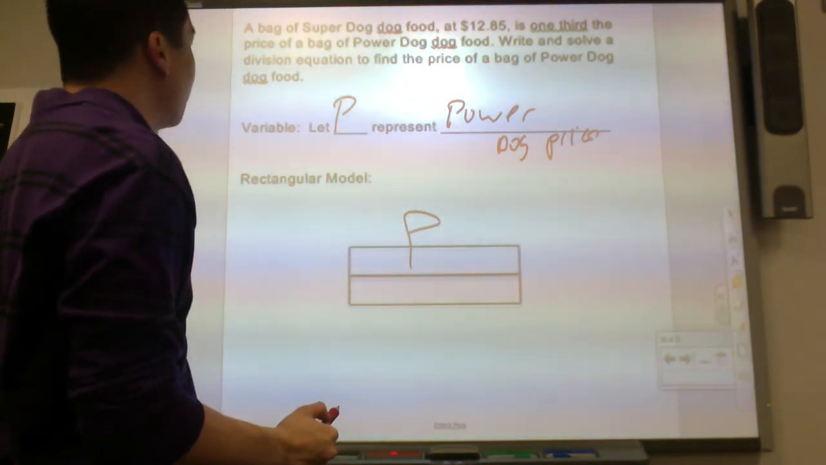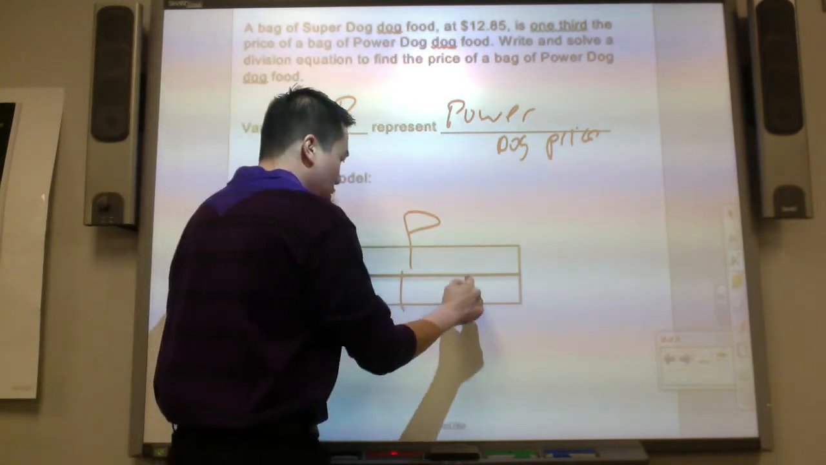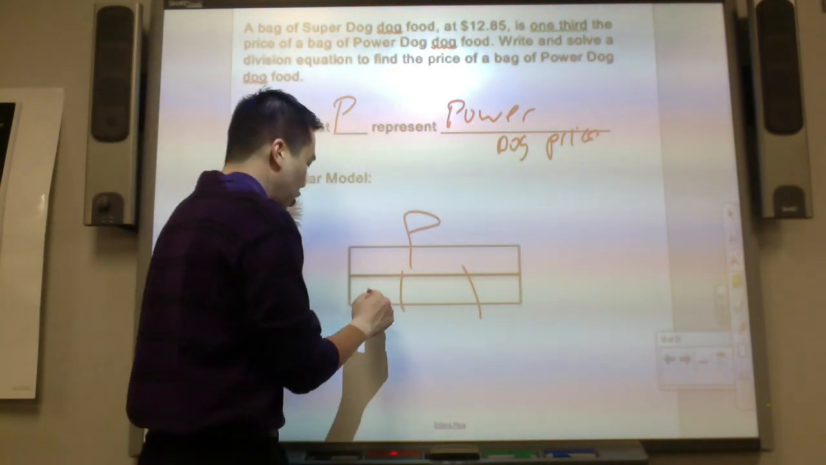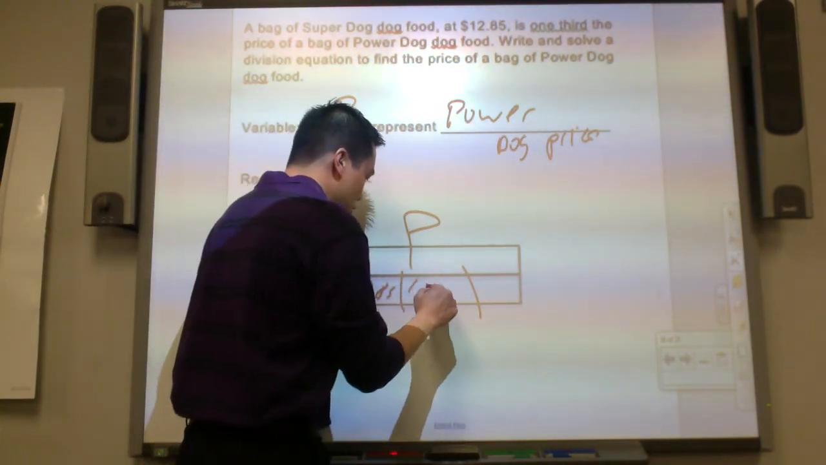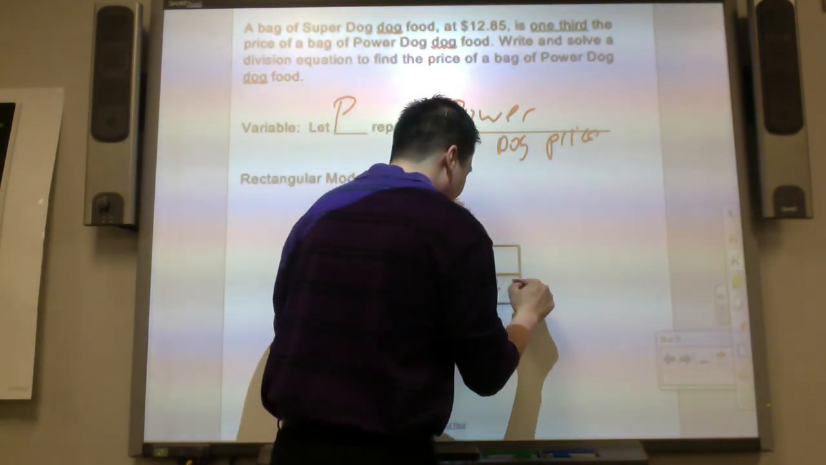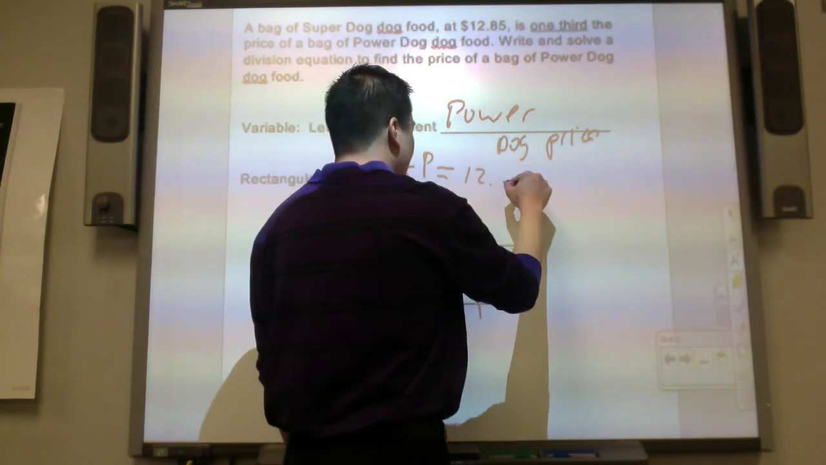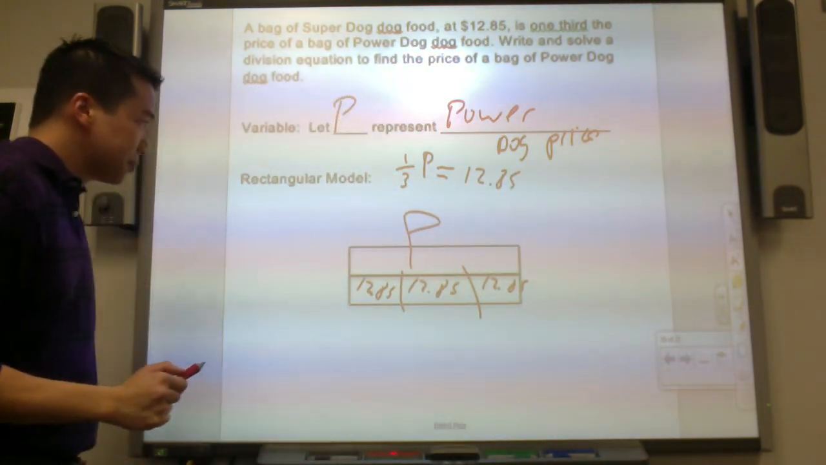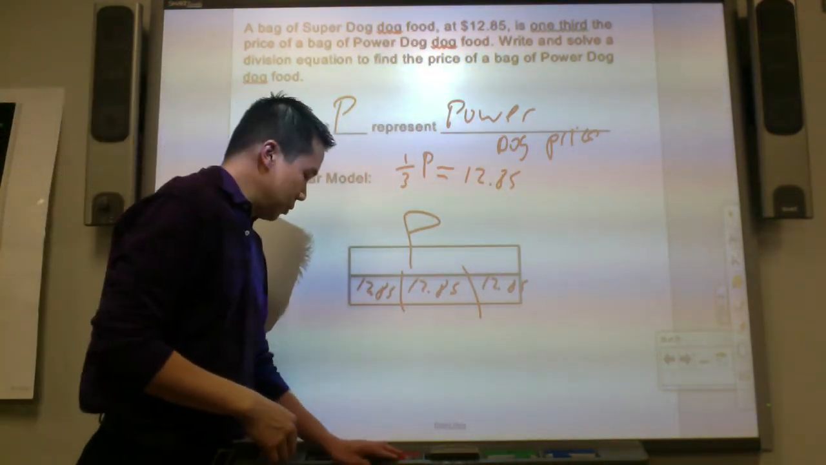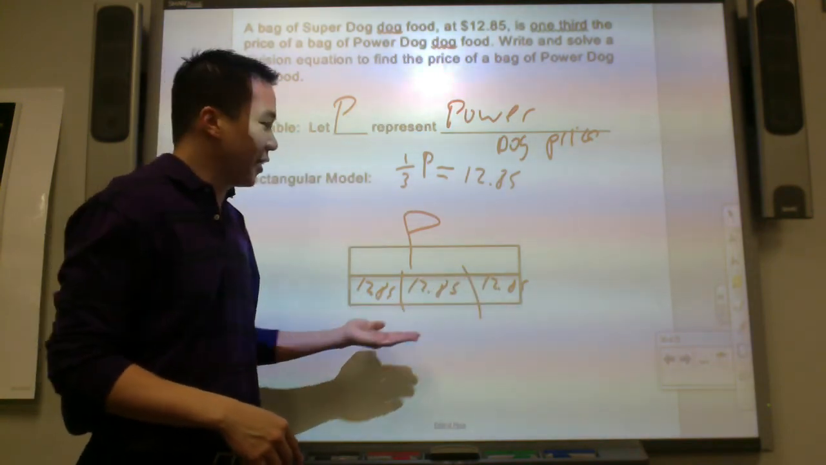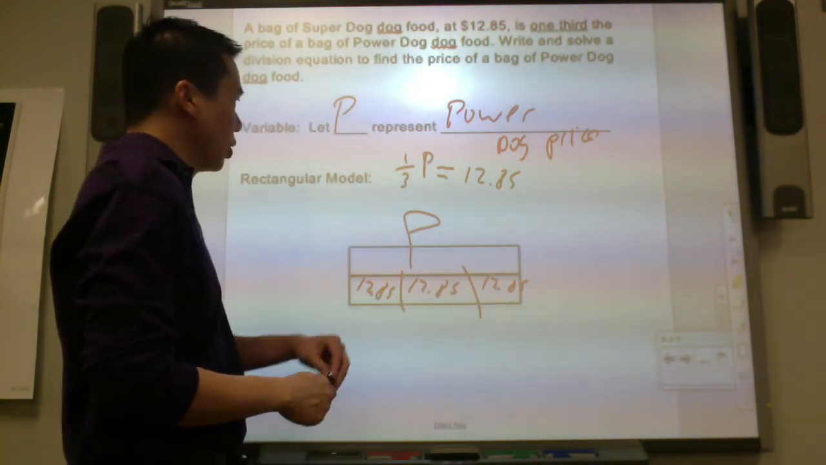The super dog food is 1/3. So this is a third. We know each third is $12.85. So 1/3 of the power is $12.85. So you can solve it through the picture. I already think I know the answer already. But let's do it with a division.